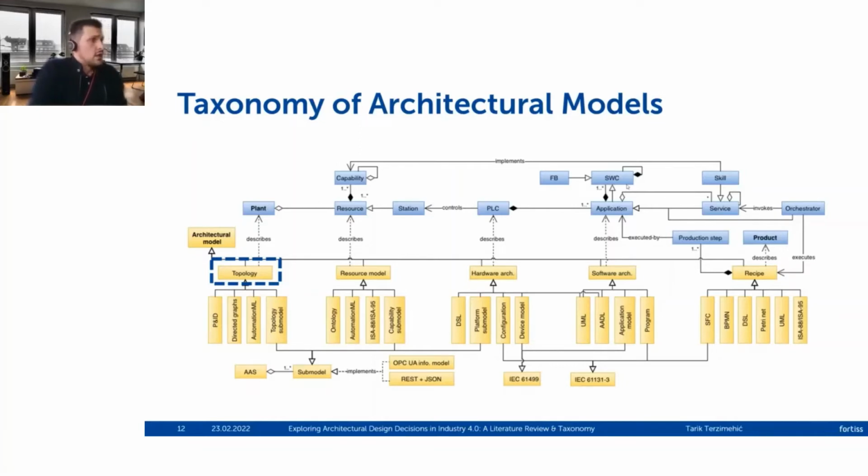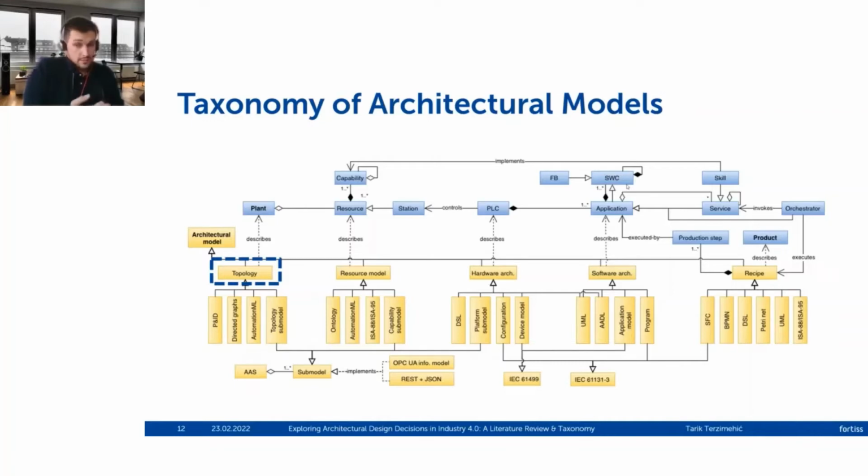So the topology describes the position of the stations and the hierarchical relationship. And what we see here is the application of domain-specific languages or modeling approaches like AutomationML, but also our P&ID. That's something very domain-specific, but also the application of the generic directed graph to describe the topology of the plant. Production resources contain atomic or composite capabilities.